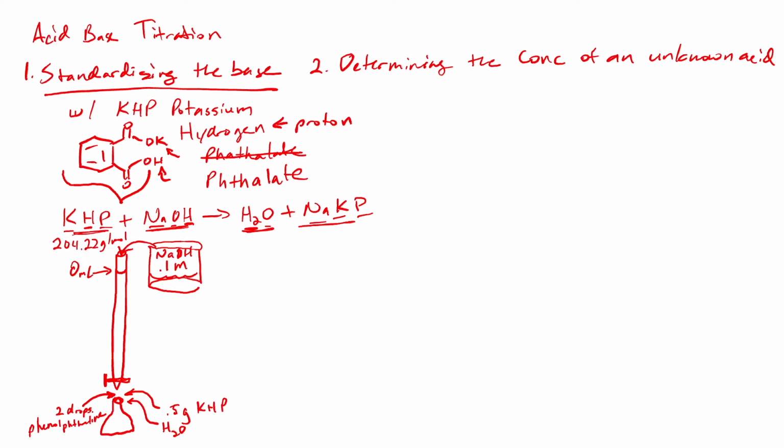Okay, so now you have your sodium hydroxide in the burette, and you have your potassium hydrogen phthalate or KHP in the flask. It's dissolved in the water, right? And what you're going to do is you're going to slowly open this stopcock right here, slowly open the stopcock so that it starts to drip down the sodium hydroxide into the flask, really slow, right?